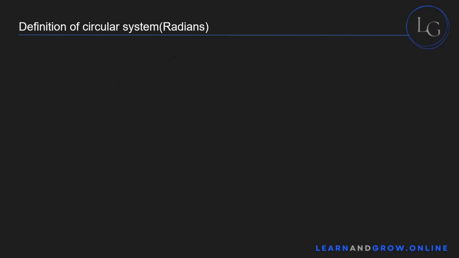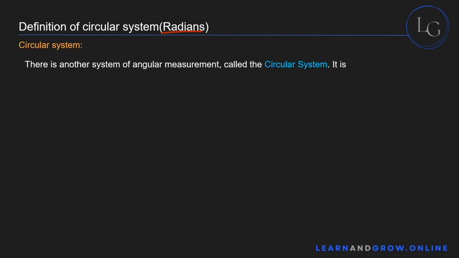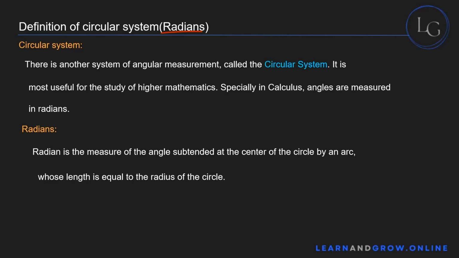So let's see what the definition of a circular system is. It's called radians. In the sexagesimal system, an angle was measured in degrees, minutes, and seconds. In a circular system, it's measured in radians, and it's just to make it simpler. Basically, it's another system of angle measurement, and it is mostly used for studying higher mathematics, and it's not really that complicated. In a circular system, a 360 degrees rotation is equal to 2 pi, and that's how you calculate it. You take a ratio and the relative ratio to convert from a degree system to a circular system.